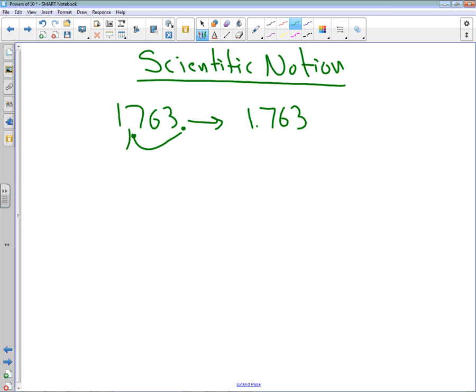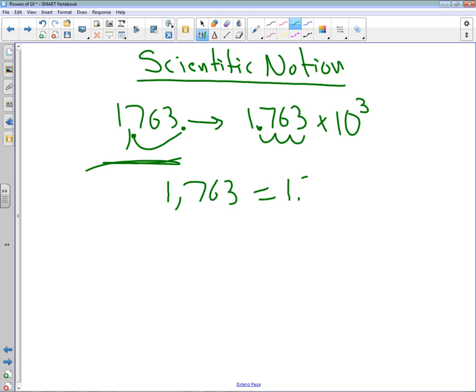So how many times would I have to move this decimal right here to make that the same number as it originally was over here? Well, I'd have to move the decimal 1, 2, 3 times. So to make them equivalent, you would say that that's the same thing as multiplying by 10 to the 3rd. So this number, 1,763, in scientific notation is equivalent to 1.763 times 10 to the 3rd.